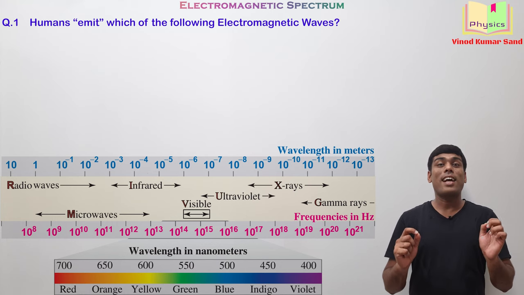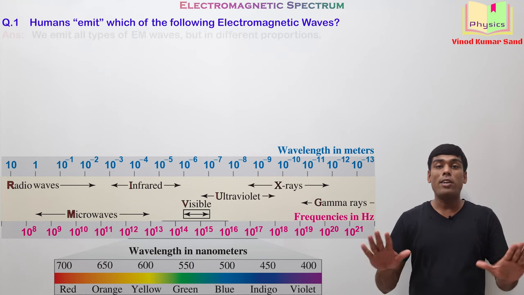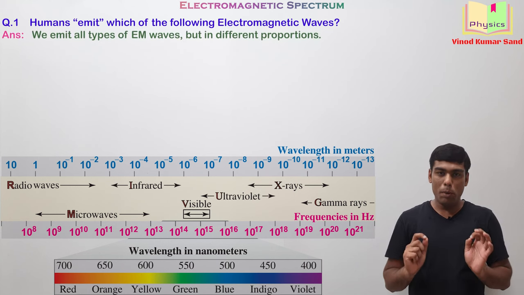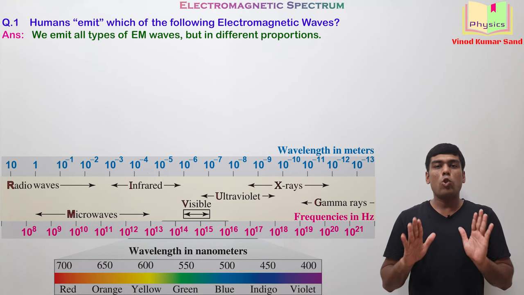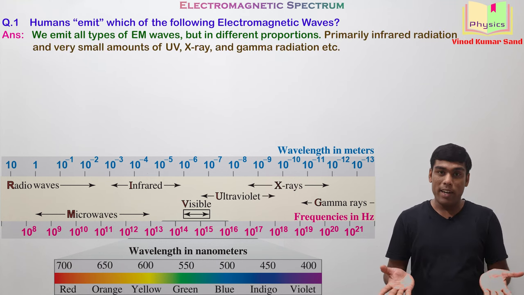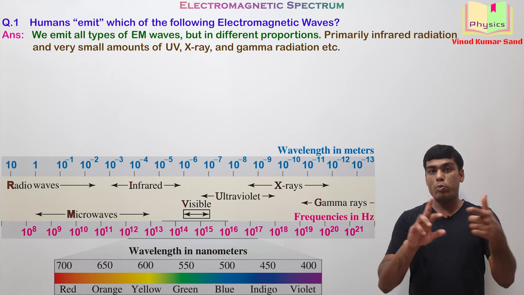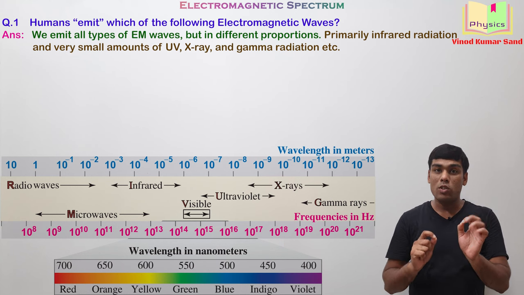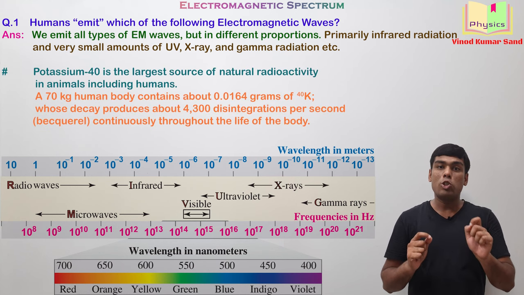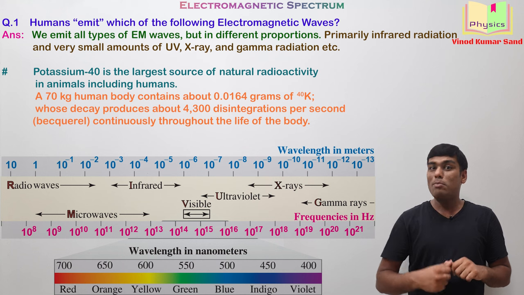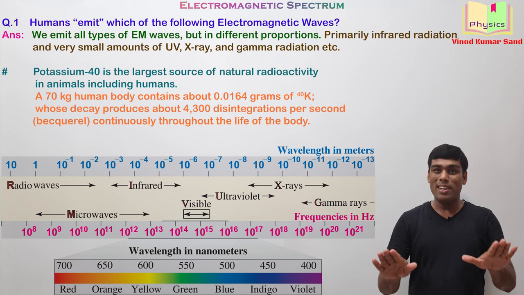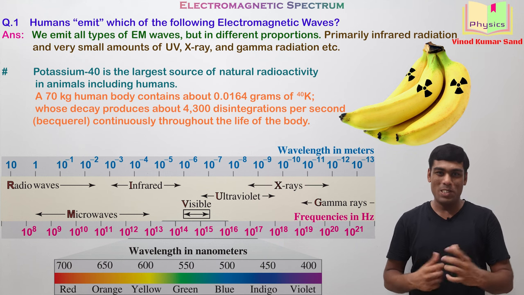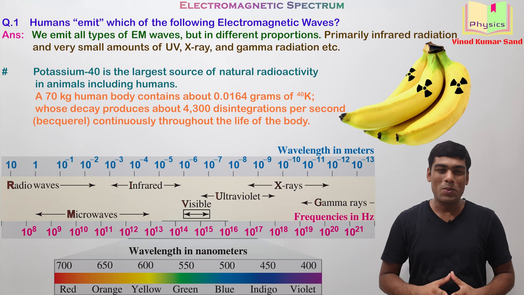Okay, the correct answer is we emit all kinds of electromagnetic waves. Yes, that's the truth, but in different proportions. Majorly, the human body emits infrared, but it also emits radio waves, microwaves, X-rays, gamma rays. Their proportion is very, very less. The radioactive element potassium is present in our body and it emits gamma rays, but that's very, very less. Even the banana has that radioactive element potassium. You Google about it, you'll come to know.